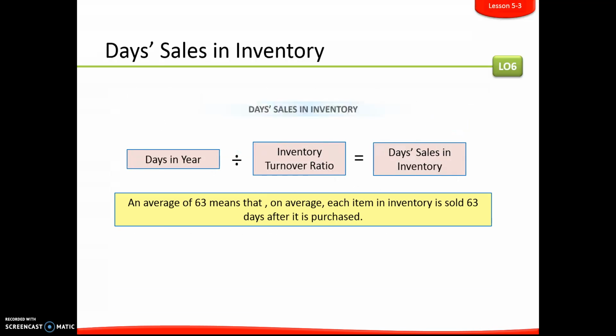So here is the days' sales in inventory. You take the days in a year, which is 365, and divide that by your inventory turnover ratio. So if we had 365 divided by 5.84, that was our inventory turnover ratio, our days' sales in inventory would be 63. What that means is that on average, each item in inventory is sold 63 days after it's purchased. So you buy something as merchandise and you don't actually make that sale for 63 days.